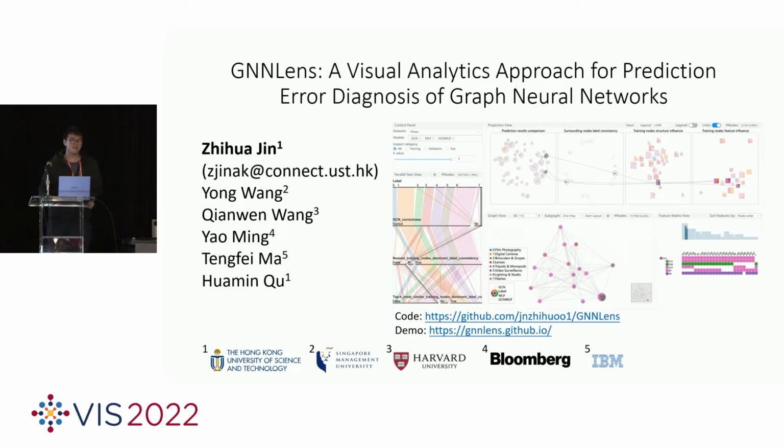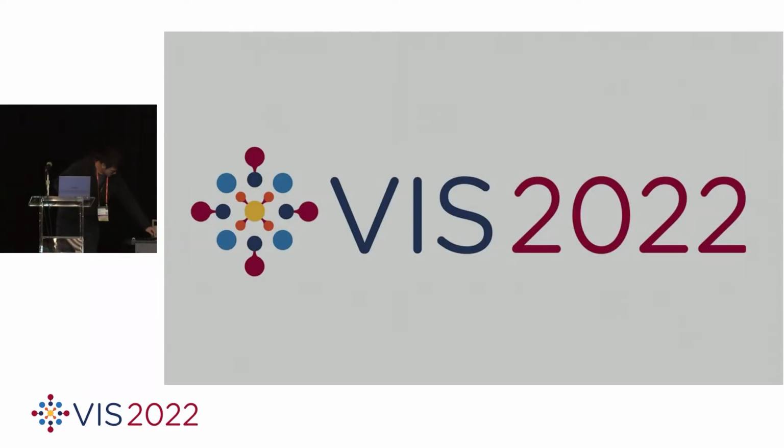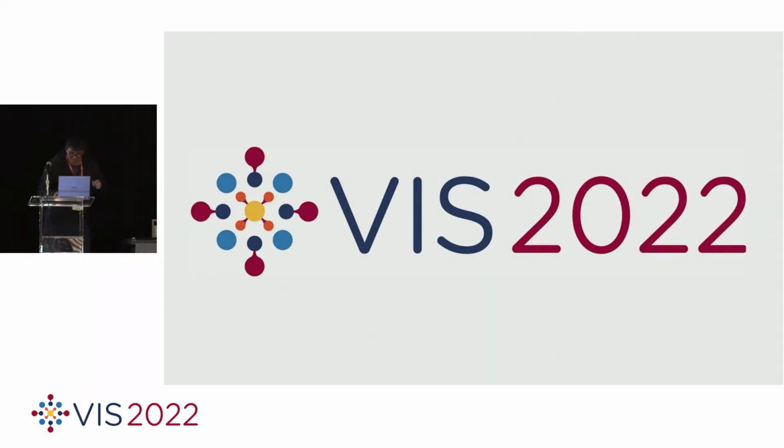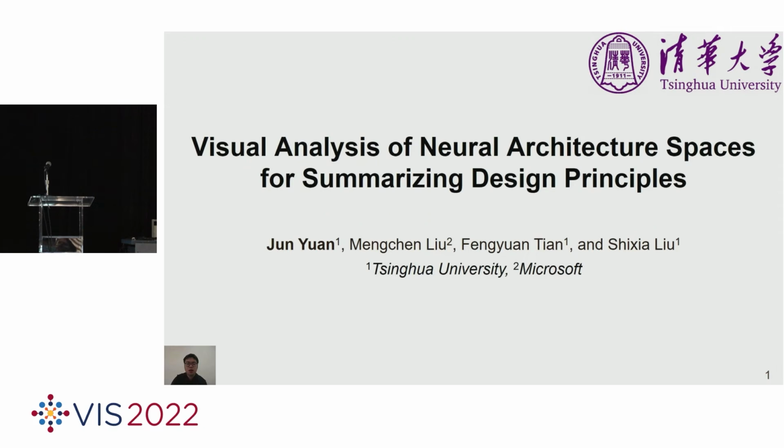Okay, thank you. All right, if there are no more questions, let's thank the speaker again. All right, our next presentation is a remote one, a virtual one, pre-recorded. The title of the paper is Visual Analysis of Neural Architecture Spaces for Summarizing Design Principles. The paper will be presented by Jun Yuan from Tsinghua University.